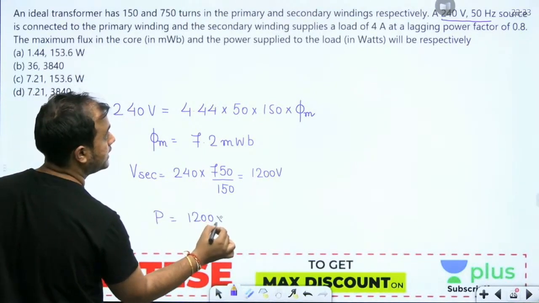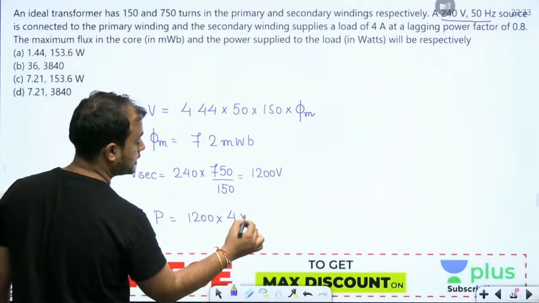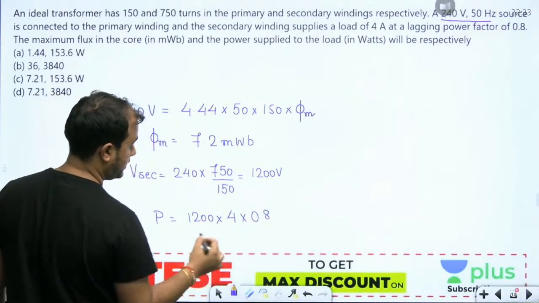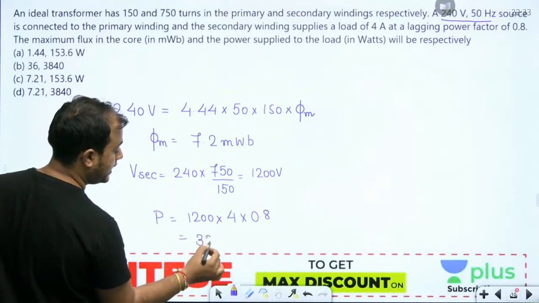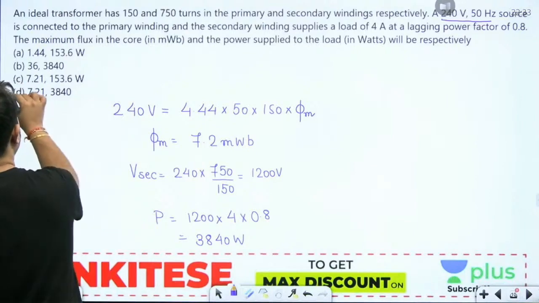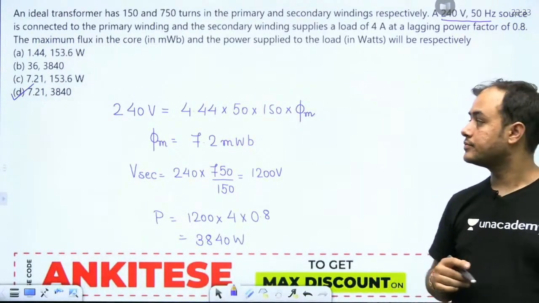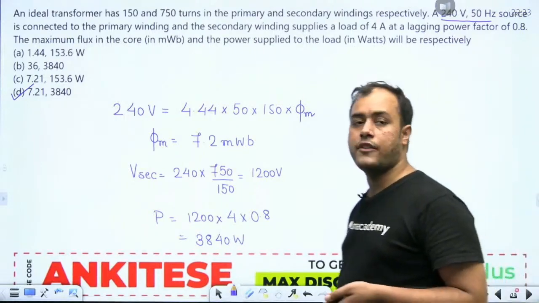Now what is the power? V I cos phi. I is how much? 4 ampere, cos phi 0.8. That is 3840. So what you will get is D. Is this clear to everybody?